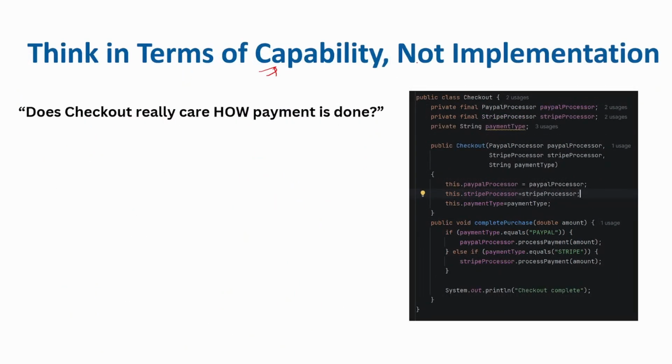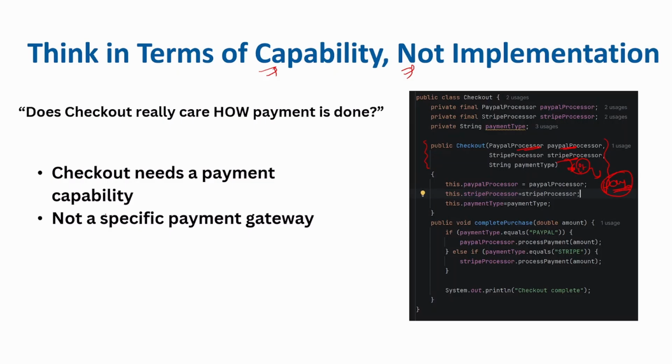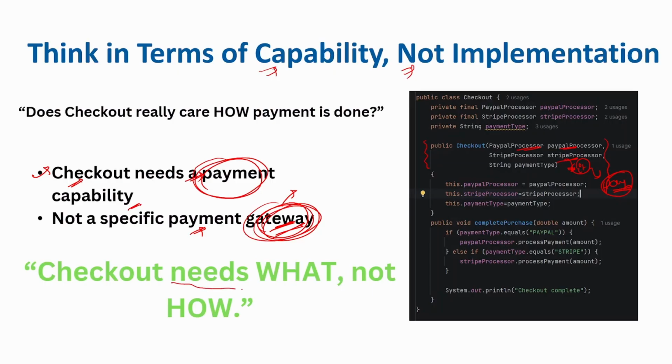So think in terms of capability, not implementation. Our checkout class only cares that the payment should be done. It should not care how the payment is done. It delegates the responsibility of how to the payment processor. Checkout needs a payment capability, not a specific payment gateway. Checkout needs what and not how, and this leads to the concept of abstraction.